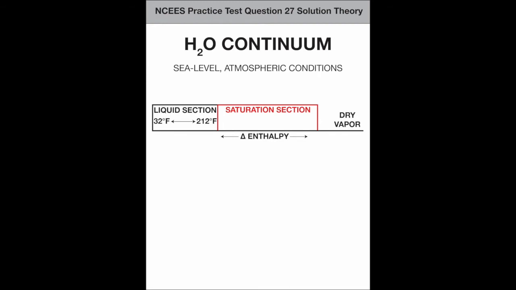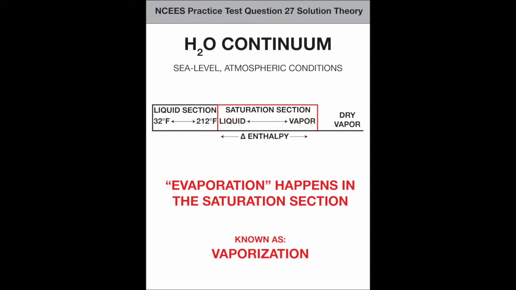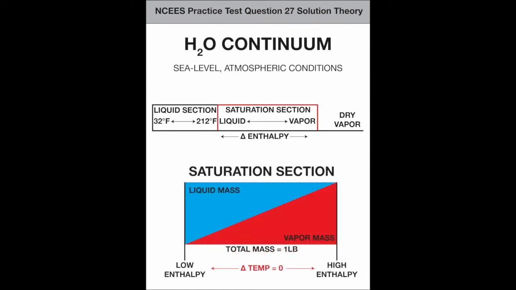Now adding enthalpy to the pound of water in this section will change how much of that pound is liquid water versus how much is dry vapor. That is, how much H2O is evaporated. So, in this section, there will be a portion of the pound of H2O which is liquid and a portion of the pound which is vapor. As enthalpy is added, less and less of the pound of H2O will be liquid, and more will be vapor. Again, adding heat to H2O in this section will not increase its temperature. It will cause more vaporization of H2O.